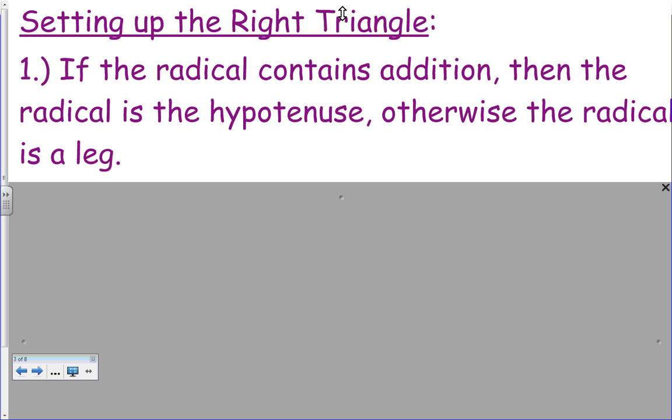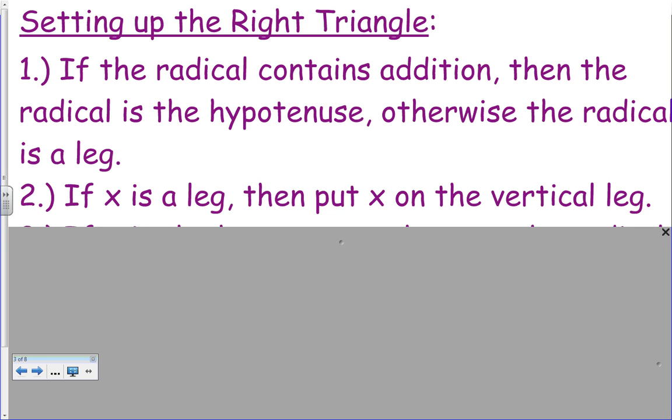This is how you want to set up your right triangle every time that you do this. Basically, you need to sketch a right triangle and actually write on that right triangle the legs of it and the hypotenuse, label those sides, and then actually write down your trig evaluations, your trig equivalents. So if the radical contains addition, that was the first case, the square root of x squared plus a squared, then the radical is the hypotenuse. Otherwise, the radical is going to be a leg. So that's the first thing. Look for whether it's addition inside that square root or whether it's subtraction. Addition means you found the hypotenuse. It's sitting there in front of you.